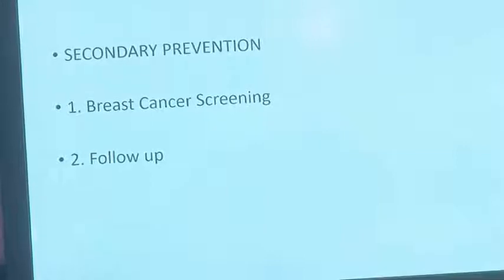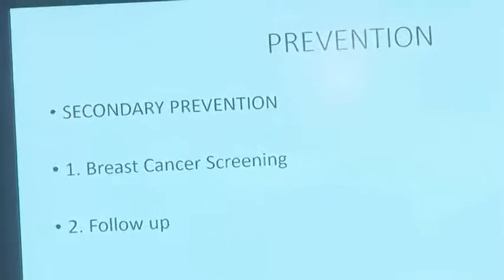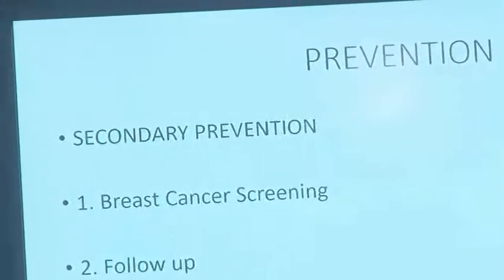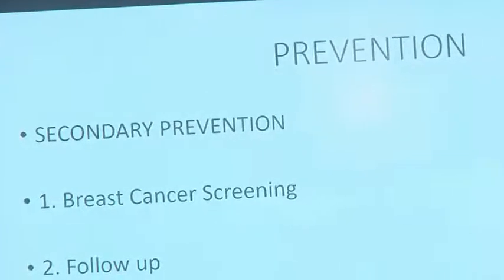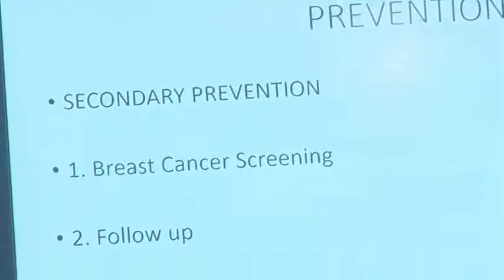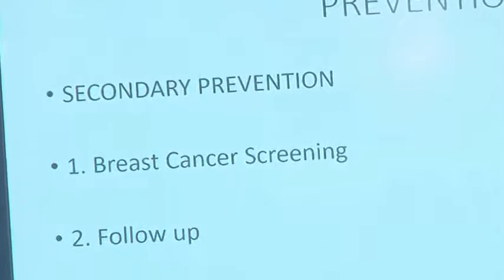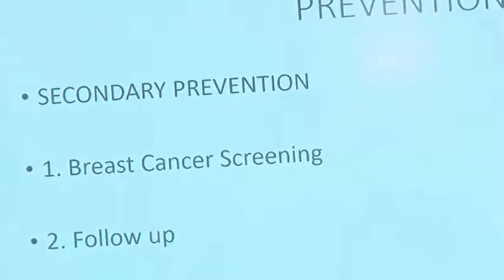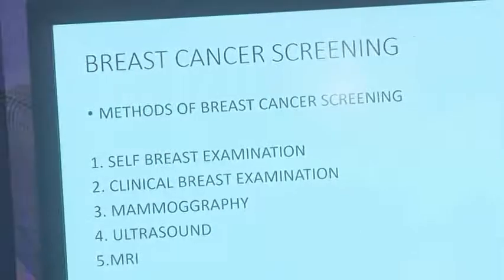Okay, so we're going to be talking about secondary prevention. This is the part where every one of us is eating healthy and doing exercise. The other thing again is for us to screen ourselves and then to see our doctors. Next slide, please. So how do we screen ourselves?